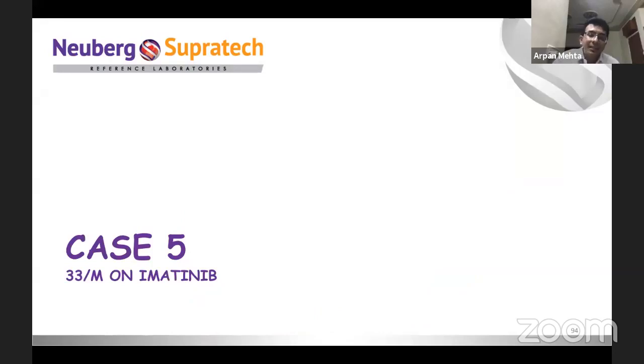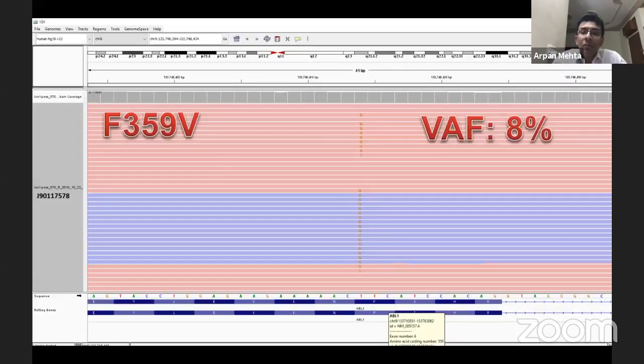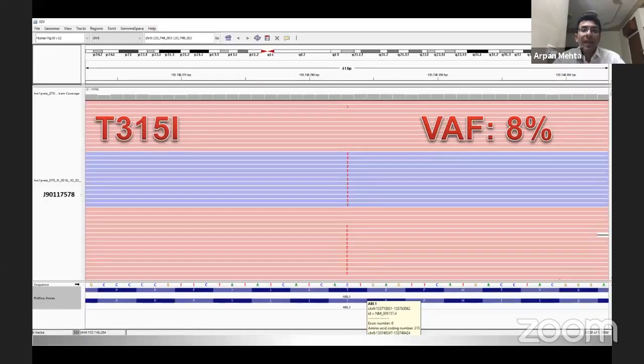So let us see a last case. This came to us about 2 months back. This was a 33 year old male on imatinib. We could detect very low variant allele frequency mutations, which were significant. This is F359V, so we can give dasatinib to this patient. But this is another mutation that we found in the same patient. It was T315I. If we had not done NGS and had done Sanger, we would have missed both of these mutations because these are very low variant allele frequency, less than 20%. So we can offer ponatinib if available, or we can take the patient for transplant.